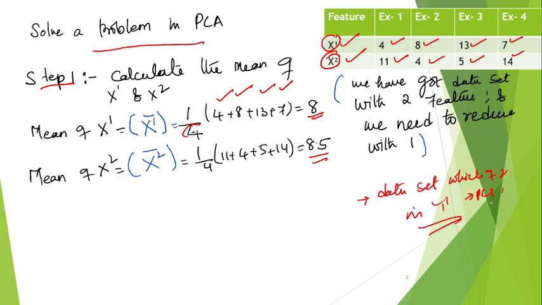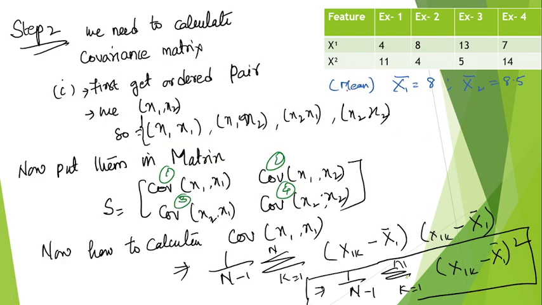And how are we going to do it? We are going to solve the problem. The first step is that we have to calculate the mean. What are x1 and x2? We have already gone through that. Correct? We have the features and we have already got the mean of x1 and x2.